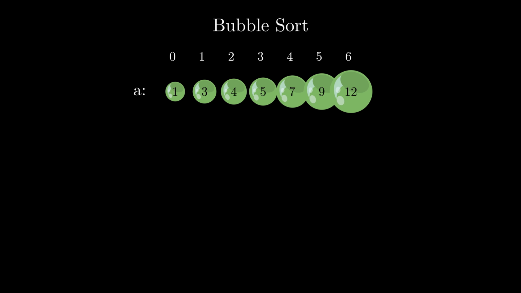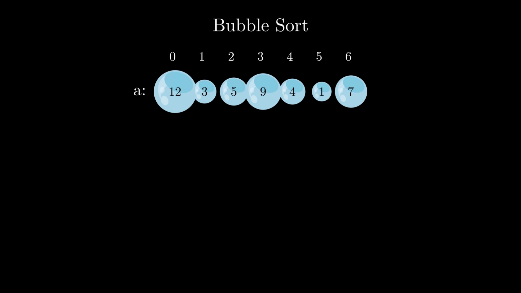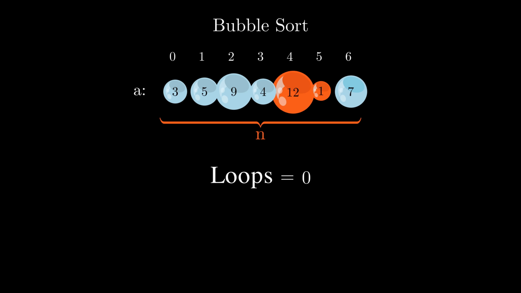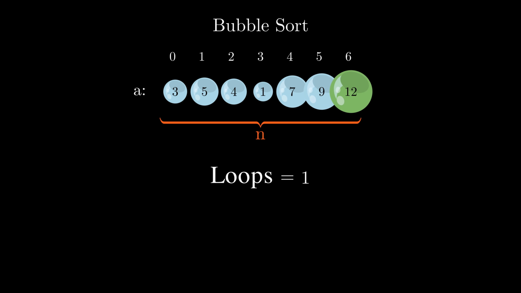You've probably noticed by now that on each iteration, the next largest element bubbles up and finds its correct place. As there are n numbers in the array, we have to perform at most n-1 loops to place the corresponding largest element in its place. So during the first loop, we place the largest element in its place. During the second loop, we place the second largest element in its place.